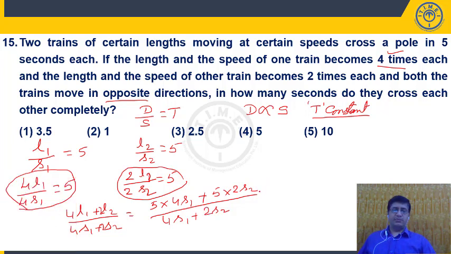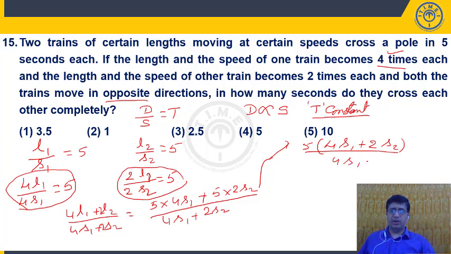Now my dear students, look at this one. We can take 5 common in the numerator. What is the result? 4 ES1 plus 2 ES2, whereas in the denominator it is also 4 ES1 plus 2 ES2. Now we can cancel 4 S1 and 2 S2 in the numerator and denominator. Then what is the remaining? The remaining is equal to 5. So what is the right choice? Option 4.